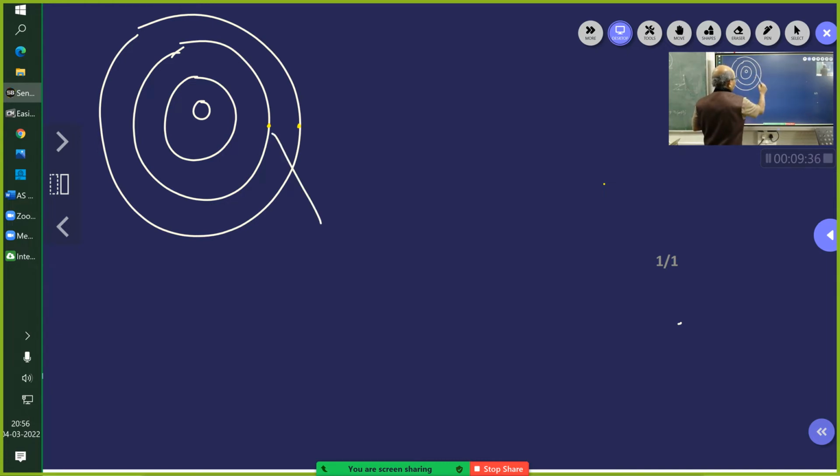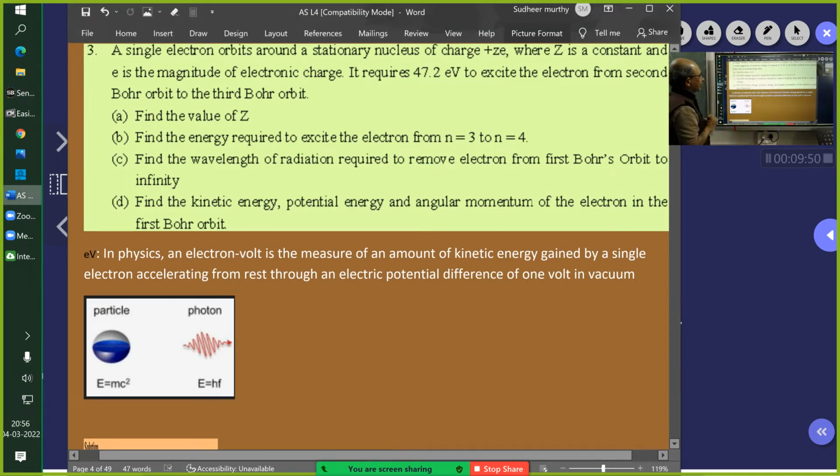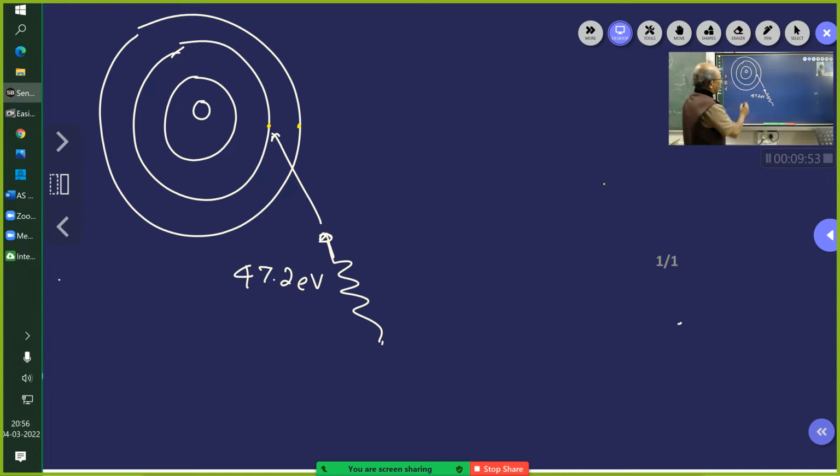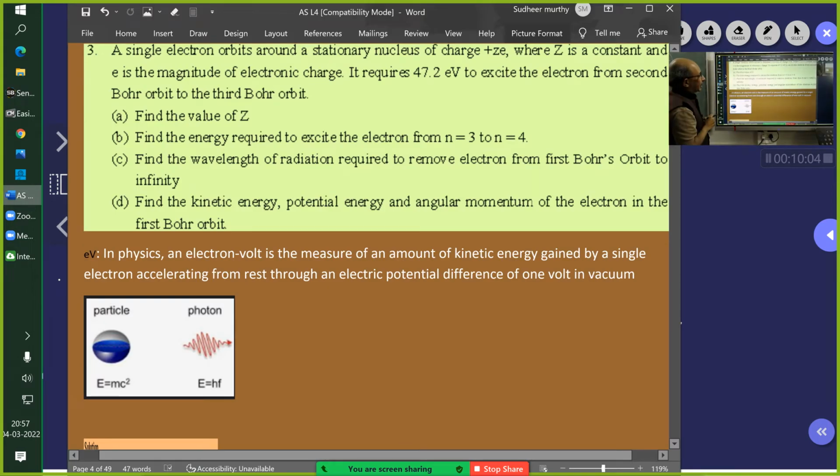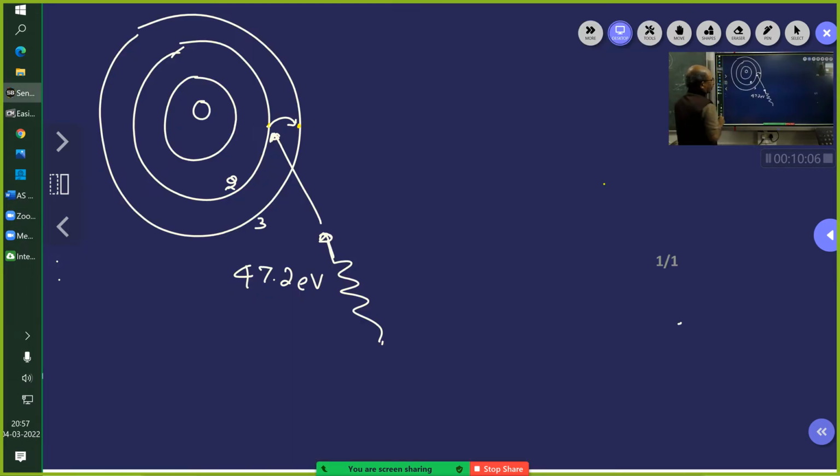So this electron, we are going to give it a photon energy. How much is the energy it is given? 47.2 electron volts. Am I right? So this much energy is given to this electron, and this electron absorbs it, and then it jumps from this orbit to this orbit, 2 to 3. They have given 2 to 3, right? Second orbit to third orbit. So this is representing delta E, the difference in the energy.